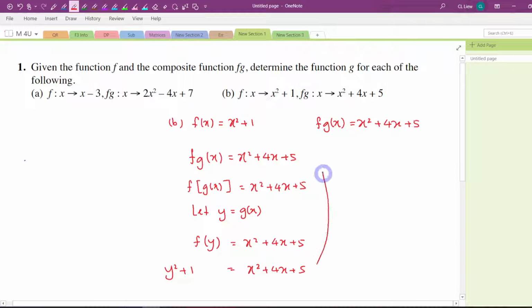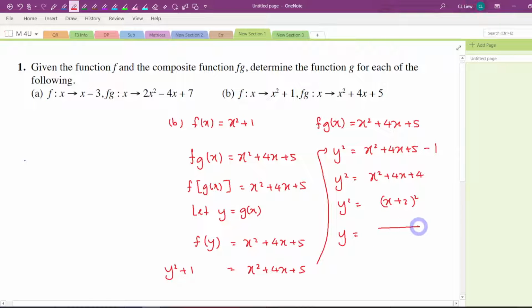Okay, now y squared is equal to x squared plus 4x plus 5 minus 1. So y squared is equal to x squared plus 4x plus 4. This is actually equal to x plus 2 squared. So y is equal to the square root of this whole thing, x plus 2 squared. Okay, here I'm going to add a plus minus sign. Now y is equal to, this will just cancel out, so the answer will be plus or minus x plus 2.